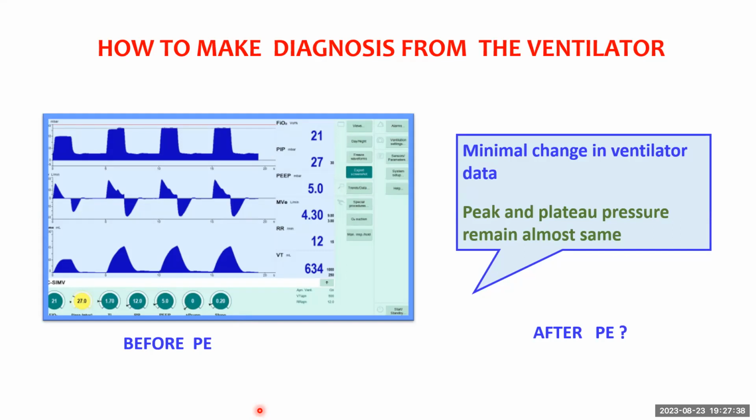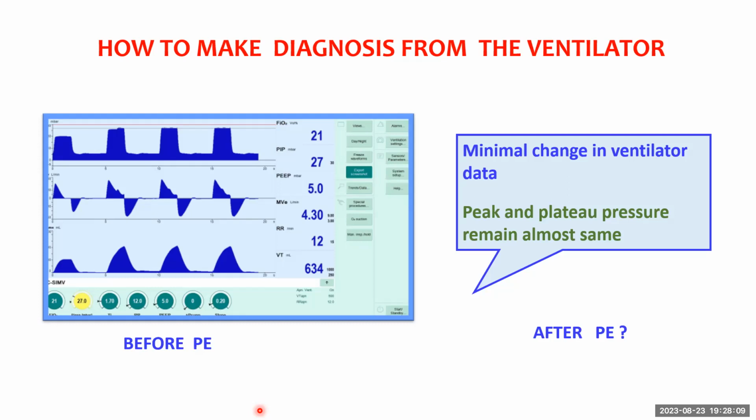So, if there's a fall in saturation with fall in blood pressure, or just a fall in blood saturation, and the ventilator data remains more or less the same, there can be some change in peak and plateau depending on what kind of mode you are using and settings, because the respiratory rate can go up. Often it goes up. So that can change the values a little, but there'll be no major difference in peak and plateau pressures. So that is one of the hallmarks of making out pulmonary embolism from the ventilator.